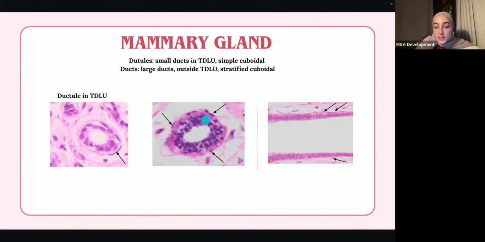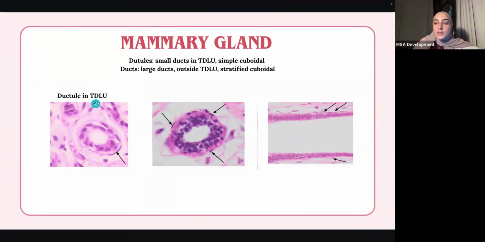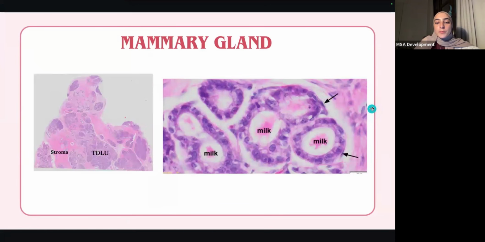Okay, what is this? Is this simple? No, this is definitely not simple. This is a large duct, and what is this? Also a large duct, and it's very stratified. So, ductule in TDLU, and these are big ducts because they're stratified. Okay, moving on.